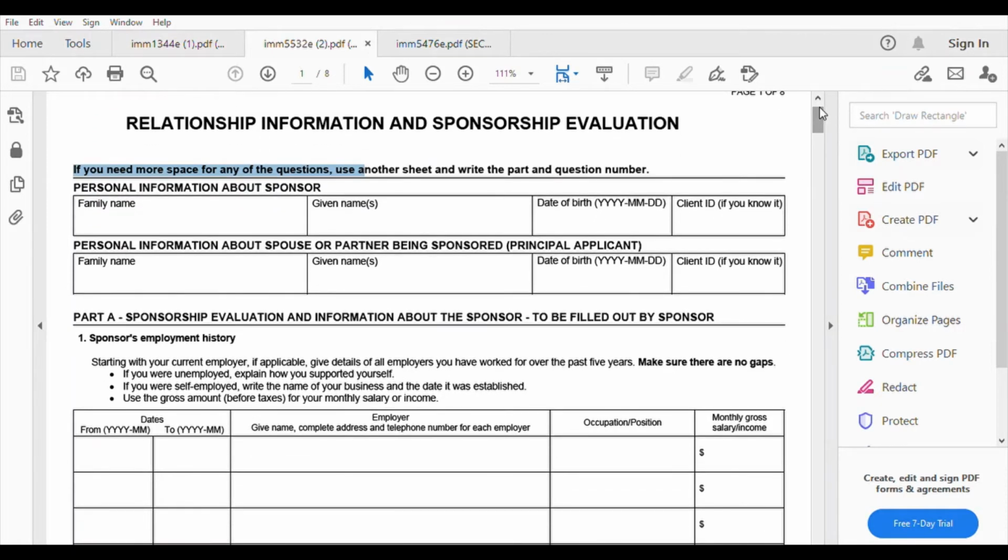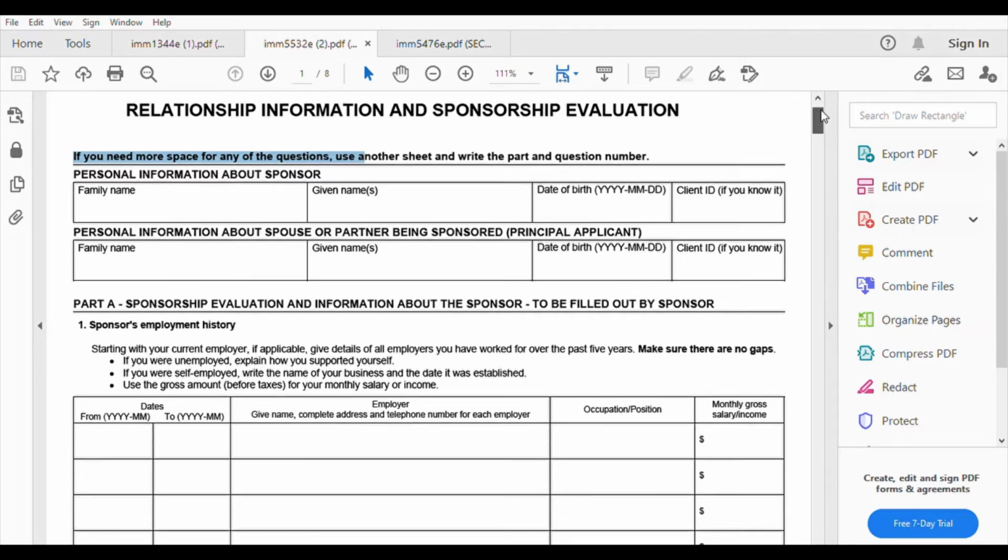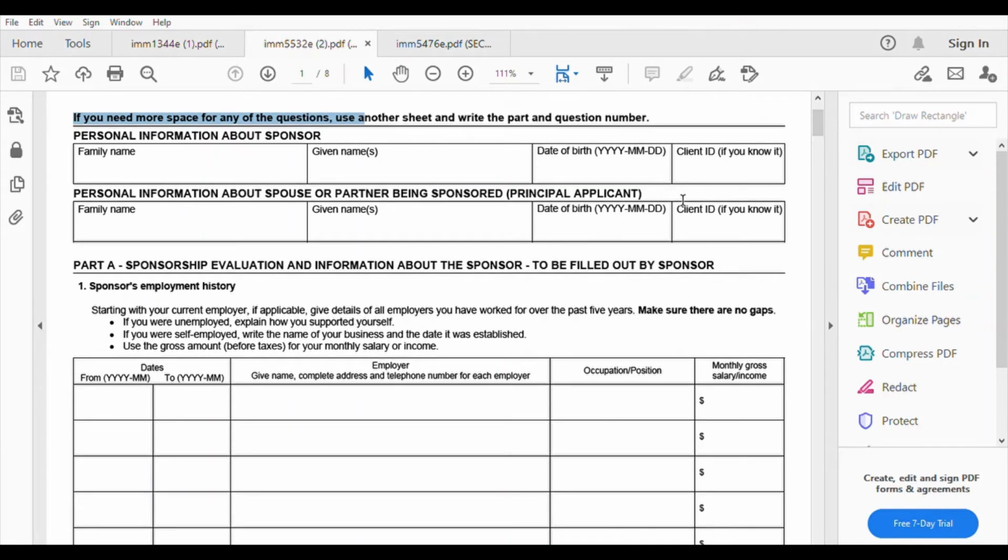Client ID, it depends if he is a citizen or a permanent resident. Personal information about the spouse or partner being sponsored, the principal applicant: family name, given names, date of birth, client ID if you know it. So client ID here also for the principal applicant.